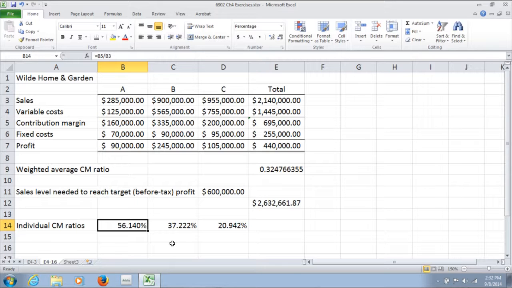So, in this exercise, there's the greatest potential for generating profits at a faster rate if we go through Department A. But I just want you to be cautious as you examine that, because it may be that we're not being able to see some sort of price sensitivity.